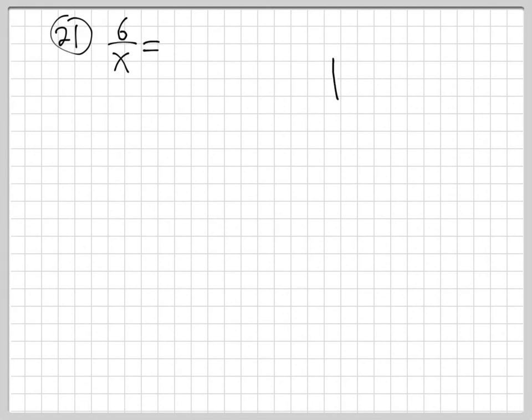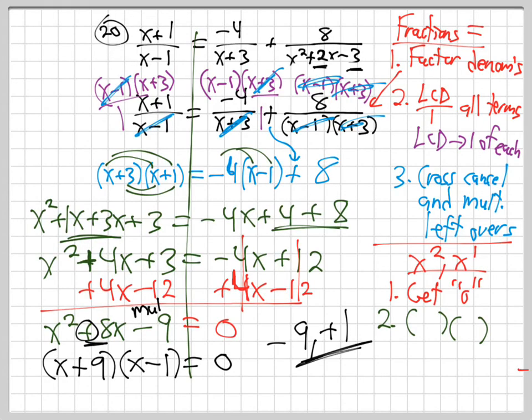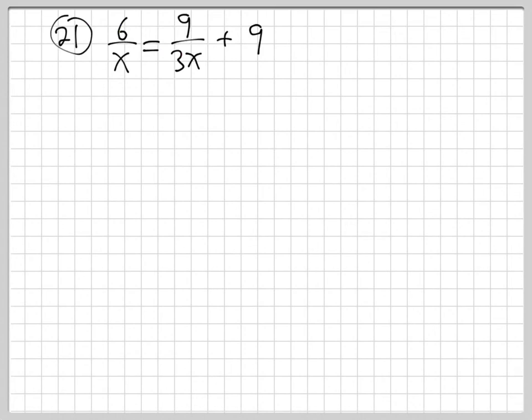6 over x, so no more fractions here. 6 over x equals 9 over 3x plus 9. And the square roots of that, we'll get to those. All right. So again, you're thinking fractions with an equal sign, right? LCDs and stuff. Yep. So whenever you see fractions with an equal sign, you know the plan.